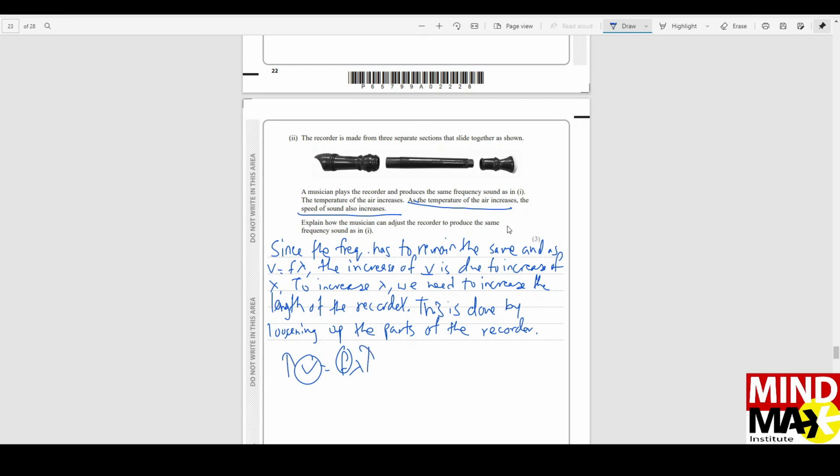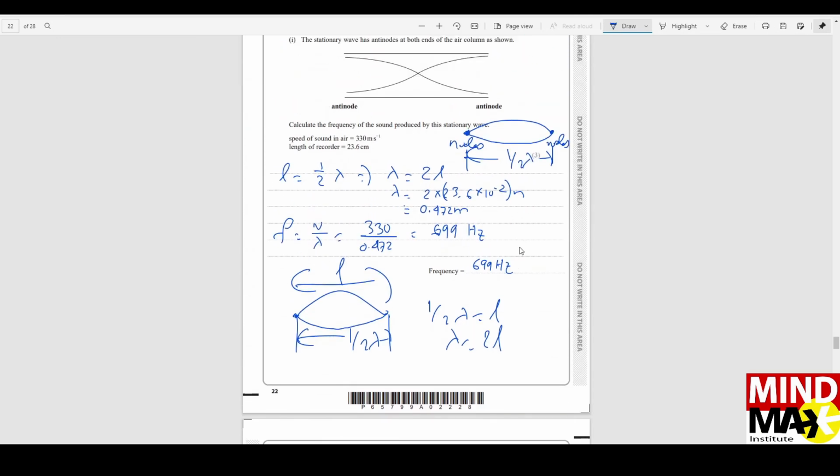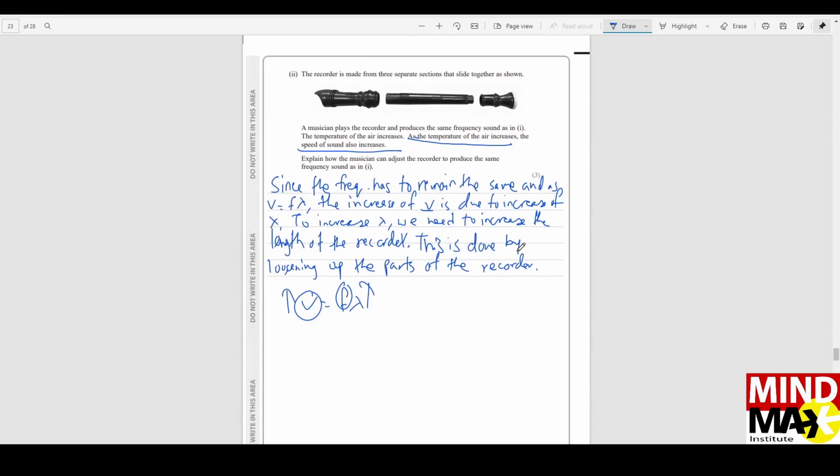So how can you increase the wavelength? In just the previous part, we learned that the wavelength can be increased based on the length of the recorder. So if you increase the length of the recorder, the wavelength is going to increase. So that's what I said here: since the frequency has to remain the same, and as V is equal to F lambda, the increase of V is due to the increase of lambda. To increase lambda, we need to increase the length of the recorder.